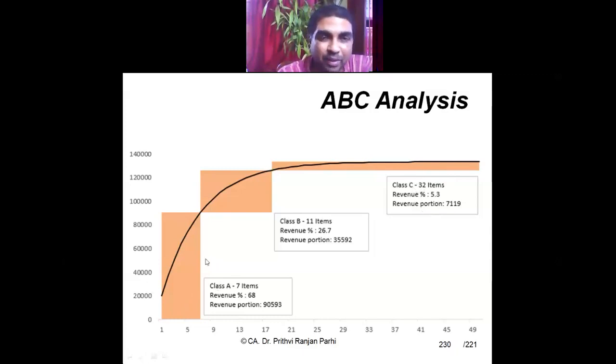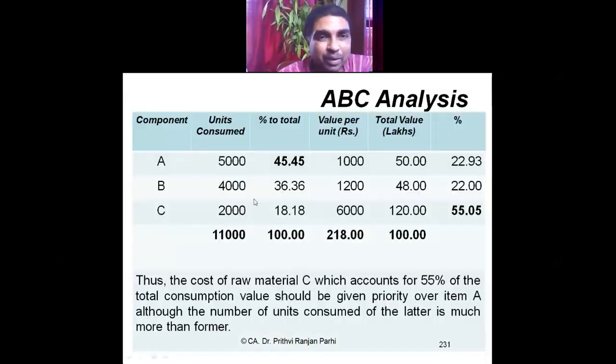So for that, you have to classify the items into 3 categories: A, B, C. There might be more classes also depending upon your choice. So that more attention can be given to high value items. This is called ABC analysis concept. Here in this example I am showing you.